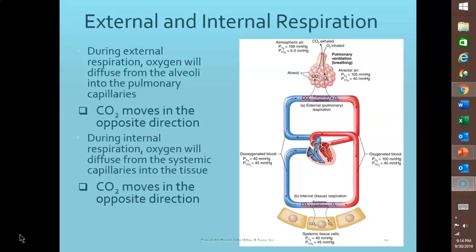So let's talk about internal respiration. The left ventricle is going to pump that oxygenated blood into the aorta and through the systemic arteries out to the systemic capillaries. The exchange of oxygen and CO2 between those systemic capillaries and tissue cells is called internal respiration or systemic gas exchange. As oxygen leaves the bloodstream, oxygenated blood is going to be converted to deoxygenated blood. It's losing oxygen. Unlike external respiration, which occurs only in the lungs, internal respiration occurs in the tissues throughout the body.